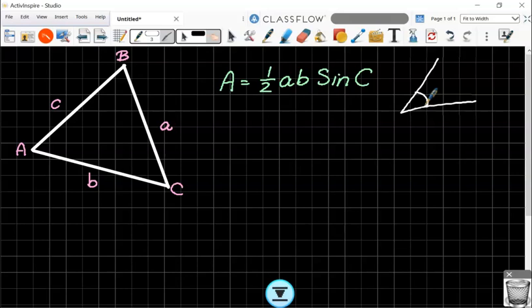Remember that? So if I said, find the area of this triangle, 15, 24, and 38, you would tell me, sorry, no, cannot do. Because what we need is this angle here to have that done. All good? All right.